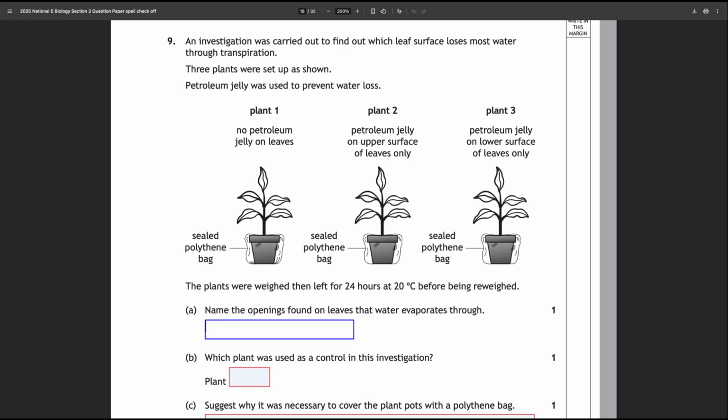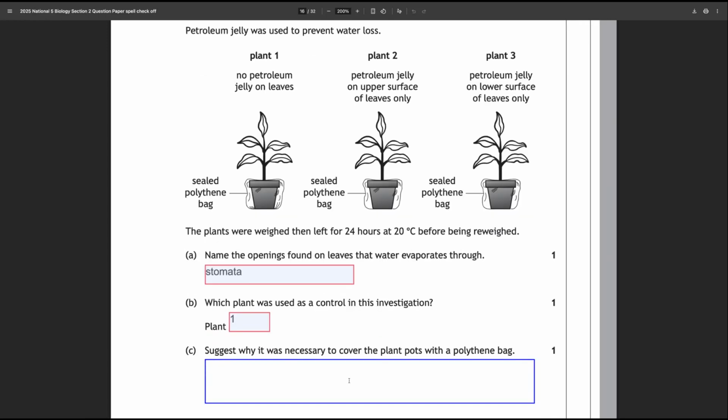Question 1, knowledge question. Name the openings found on leaves that the water evaporates through. It's one of everyone's favourite words in biology, stomata, okay? Or stoma as well would be acceptable there. Which plant was used as a control in this investigation? So remember, a control is where we have the absence of the thing we're investigating. So because we're investigating which leaf surface loses most water, we would have to have a control where neither leaf surface was covered in petroleum jelly, which means that has to be plant number 1.